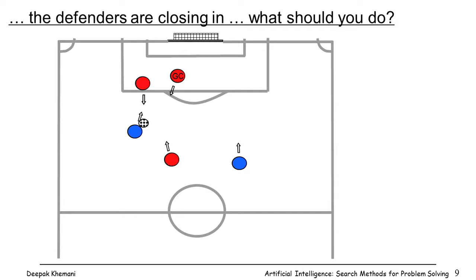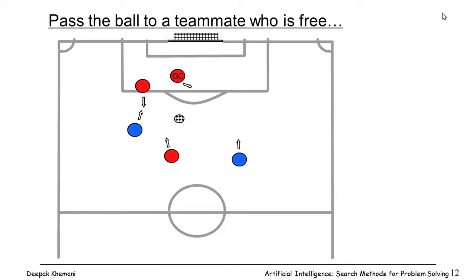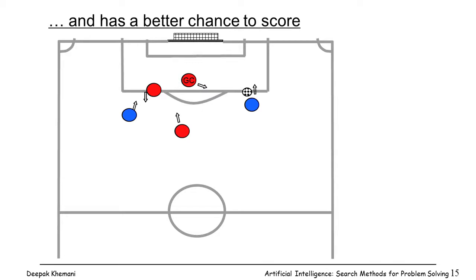At this point let us take a pause and see what this player in blue should do. What this player is doing is problem solving. As an autonomous agent in some world, the player has a goal to achieve. We suppose the goal is that his team should win, and then he has a set of actions to choose from, and the task of choosing that action is called problem solving, and this is what we are looking at essentially. In this particular example, as we all know, the best thing for the player to do is to pass the ball to his teammate who has a much better chance of scoring the goal essentially. So, we will look at approaches that an algorithm can use for solving problems using search methods.